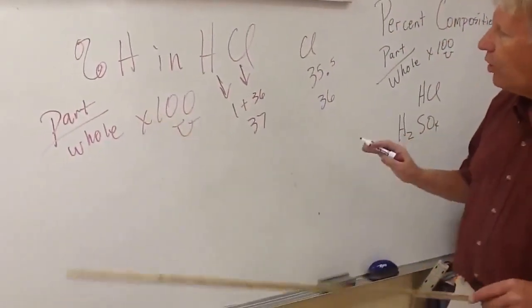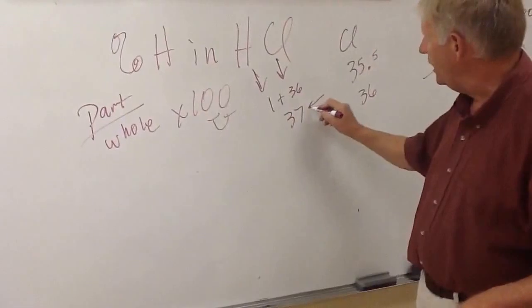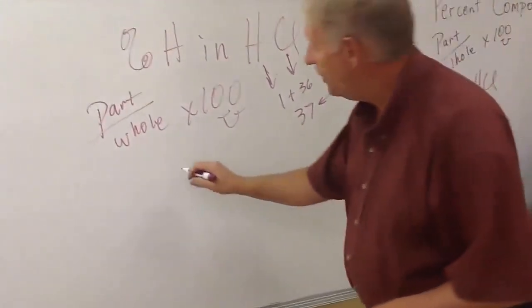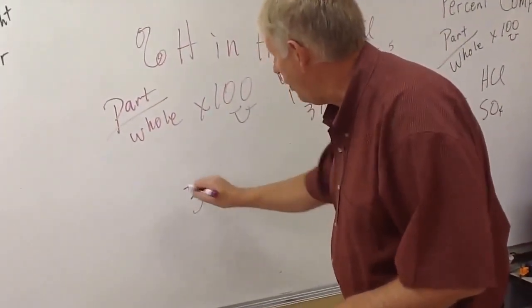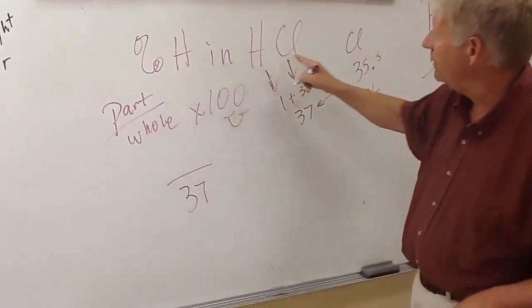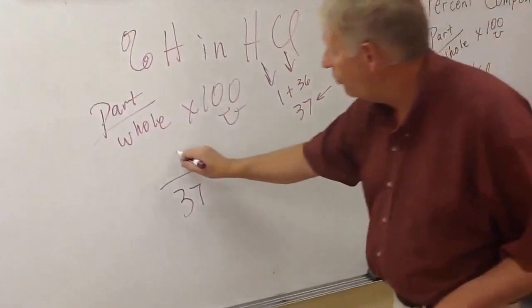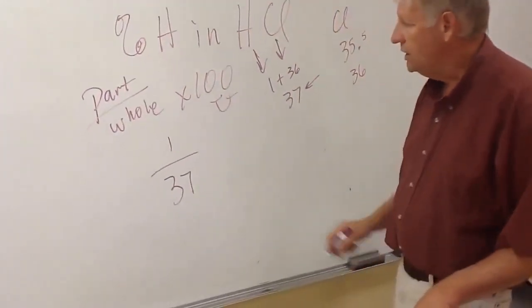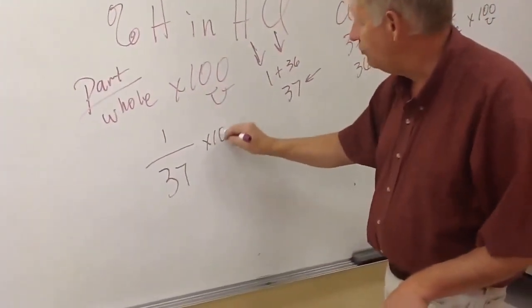So what does the whole thing weigh? Well, the whole thing, the gram molecular mass, is 37. So I've got 37 for the whole. What do I have for the one? Oh, the part. I want to know the part, hydrogen in hydrochloric acid. Well, the part is 1. So I have 1 divided by 37 times 100.